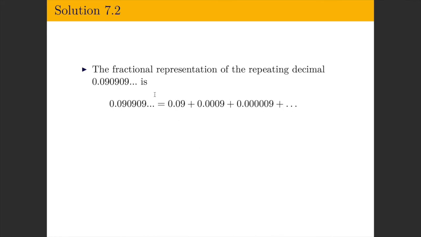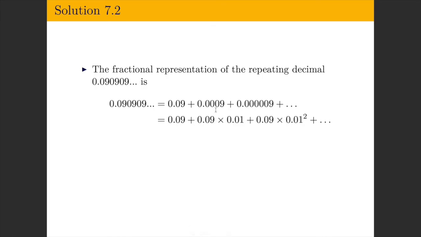Let's do that again for the decimal 0.090909 recurring. So now we can write 0.090909 recurring as 0.09 plus 0.0009 plus 0.00009, and so on and so forth. Again, each successive time we jump, you see that we've got 2 extra zeros. So from here we've got 1 zero, now we've got 3 zeros, so we've got 2 extra zeros. 2 extra zeros become 4 zeros, and so on and so forth.